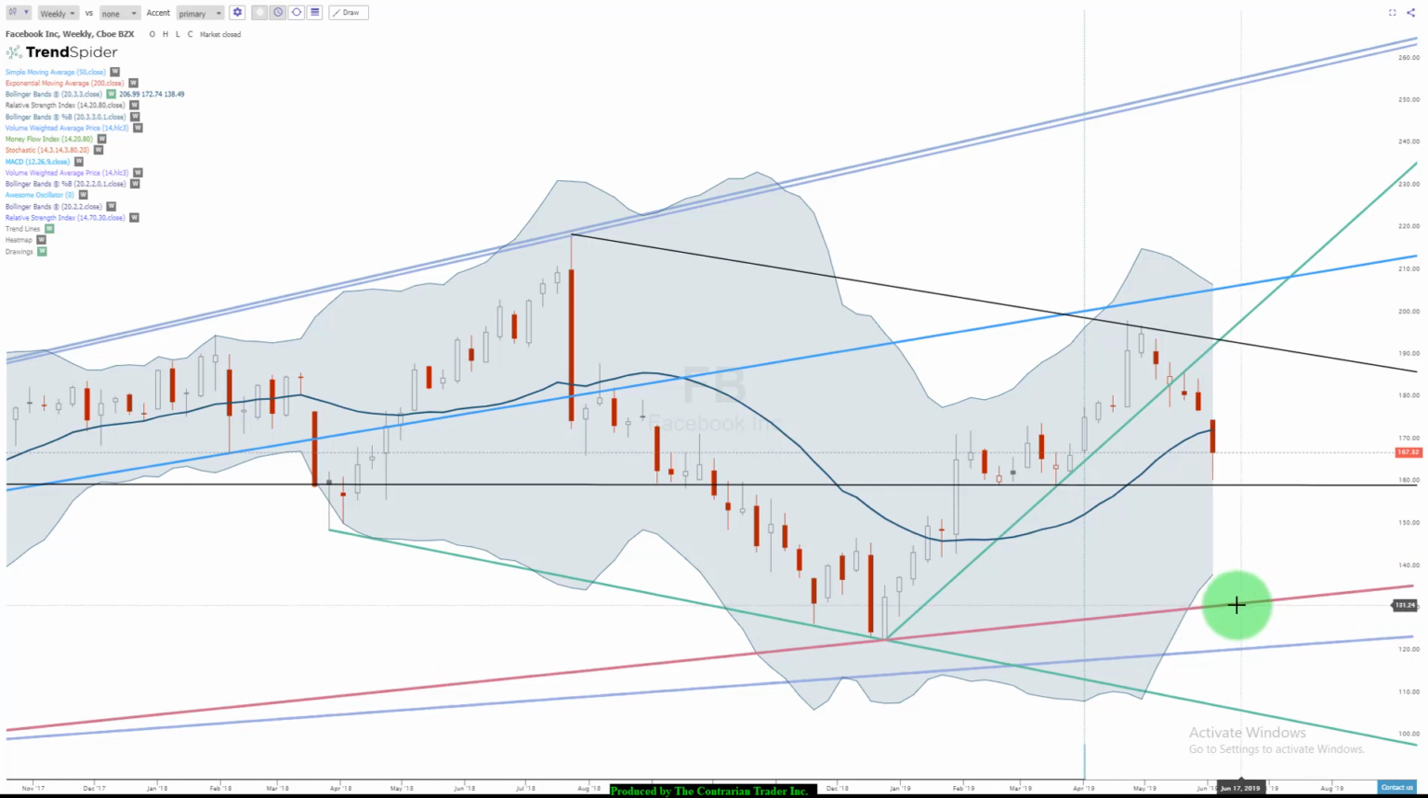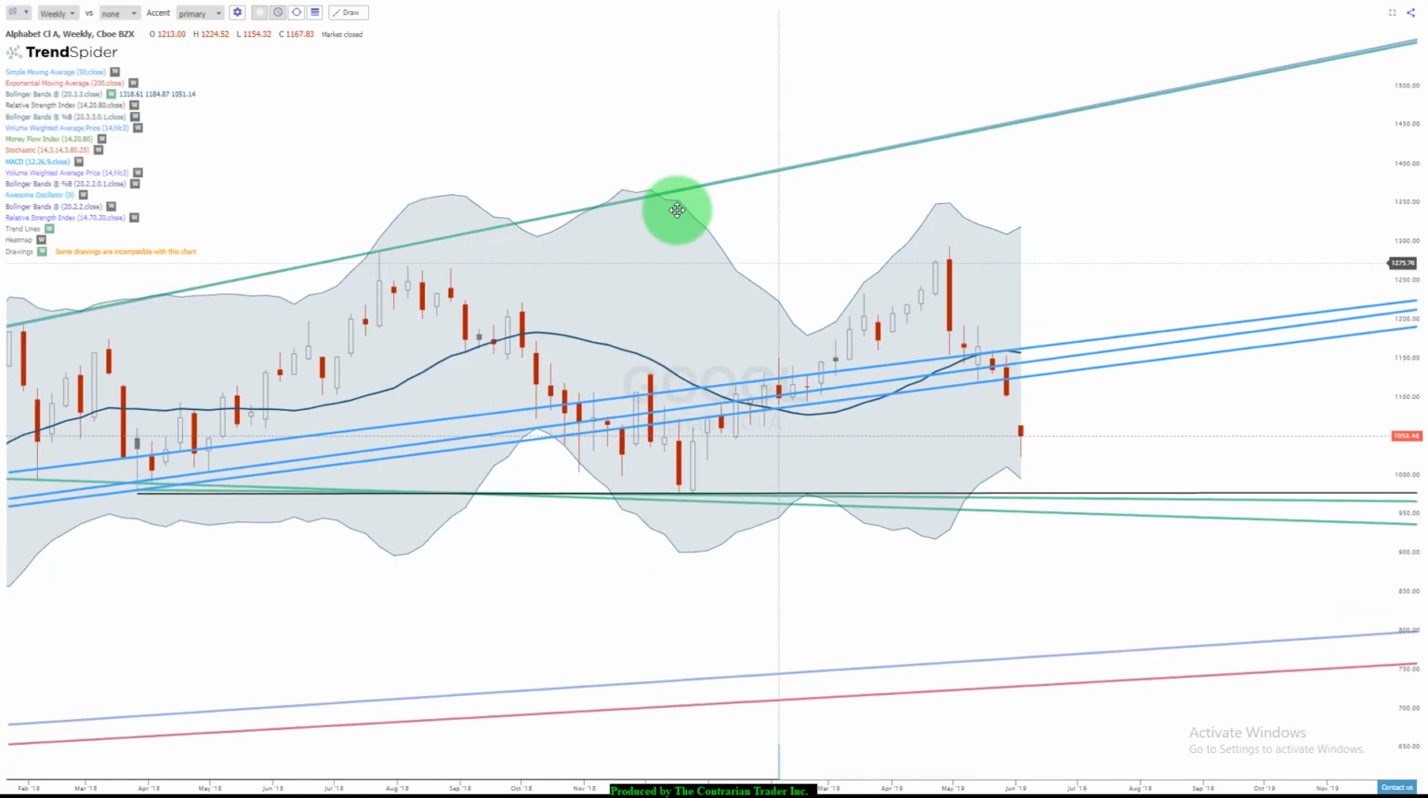And ultimately, if that fails, what you're going to have to hope for is that we hold the December lows right here. And if that fails, we'll come down to a 119 handle on Facebook. Let's bring up Google.